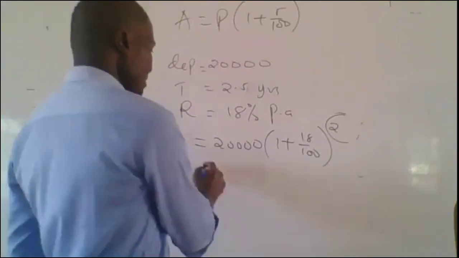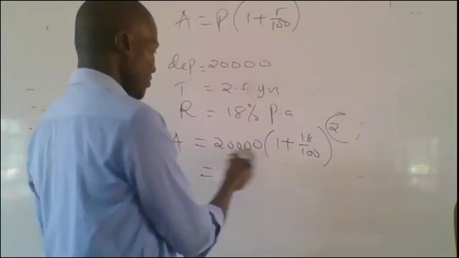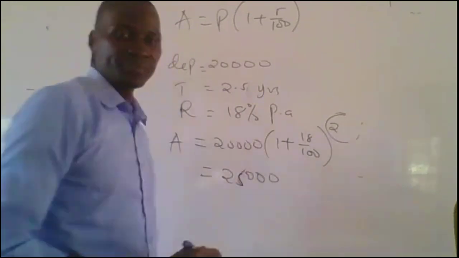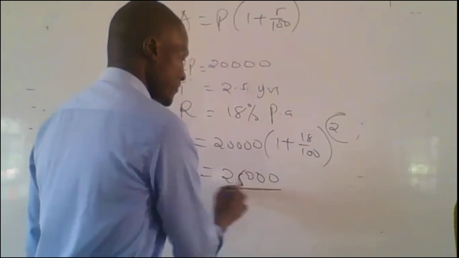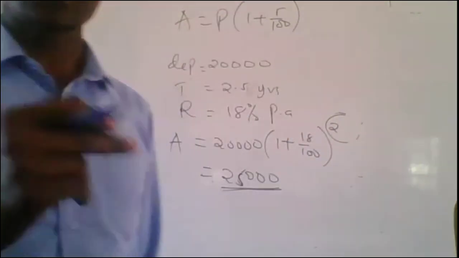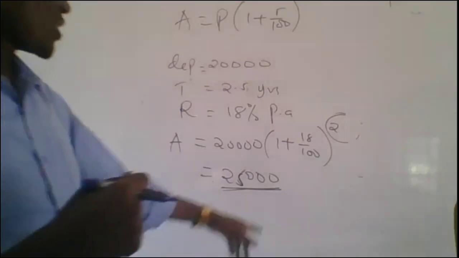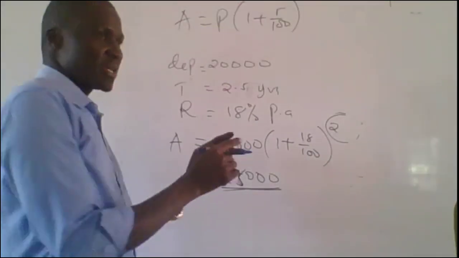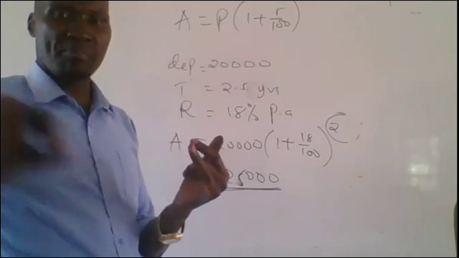So whatever we get here, if you get your calculator, let's assume we're getting 25,000. Okay? So this 25,000 will be the amount in the account after 2 years, but the money has stayed there for 2.5 years. What then do we do to get the amount after 2.5 years? Because we're remaining with half a year, we can't compound that money.